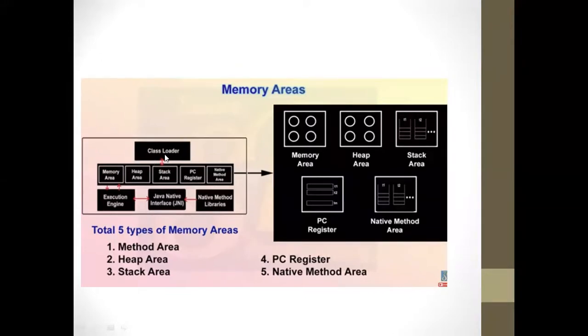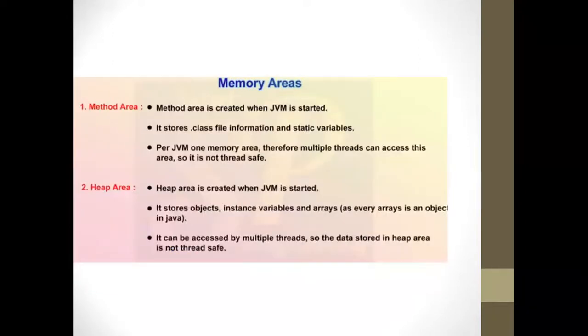After this class loader, we have to decide which particular memory area we are using. In total we have 5 memory areas. According to the type of variable, we can decide which type of memory area we will be using. The first area is the method area. It is created when the JVM starts, and it stores all the class information.